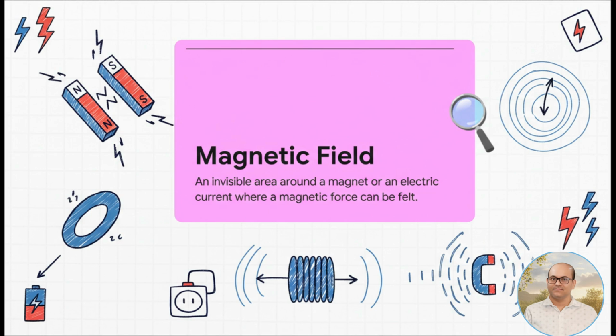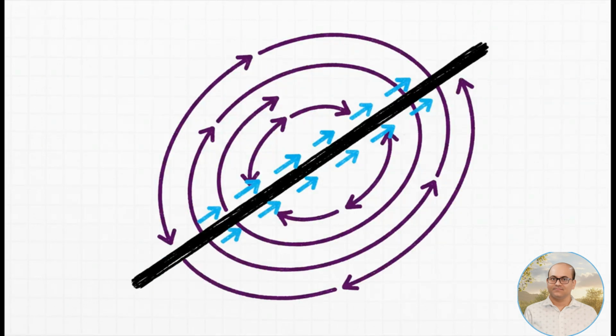You have all played with magnets, no? That pushing or pulling you feel? That is the magnetic field at work. Now, what's really interesting is that this is not just about magnets. Any wire that is carrying an electric current generates its own magnetic field, and the field lines form these perfect little circles around the wire.